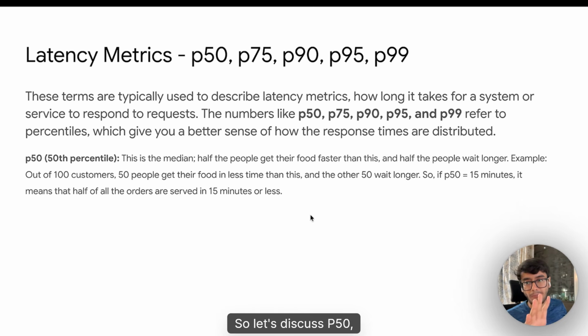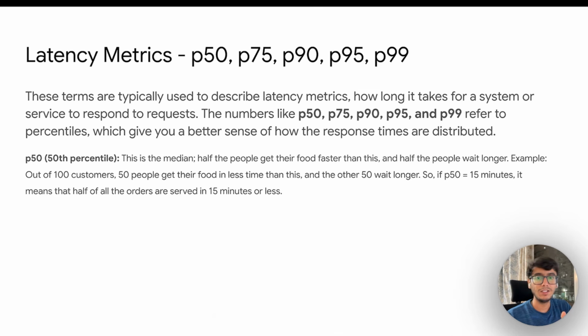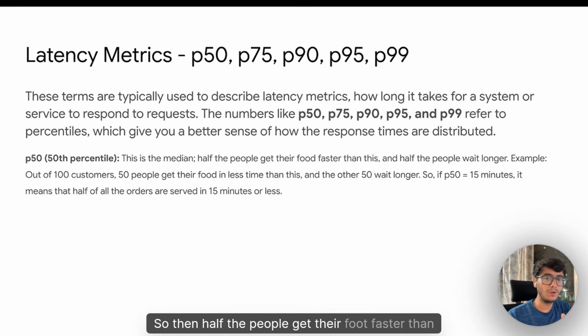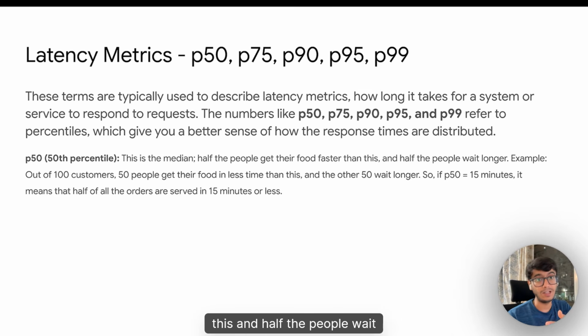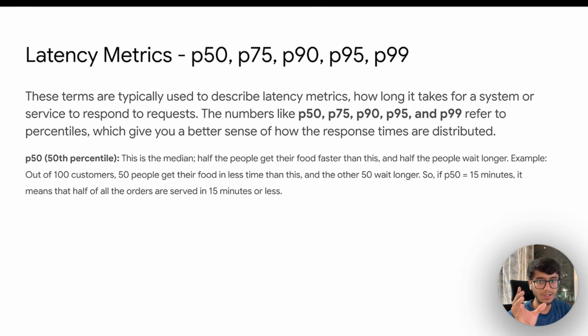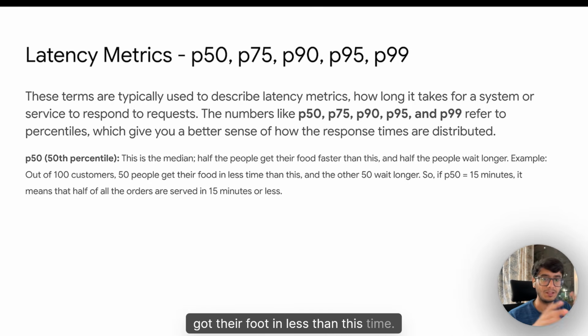So let's discuss P50. P50 is the 50th percentile, and this is the median. Yeah, it's the median. Half the people get their food faster than this. I mean, again, this is an analogy, I want to keep it here. So half the people get their food faster than this, and half the people wait longer than it. The example is very simple. Let's say out of 100 customers, 50 people got their food in less than this time.